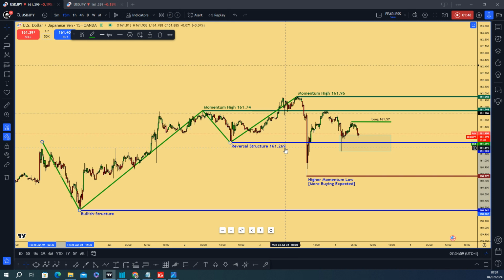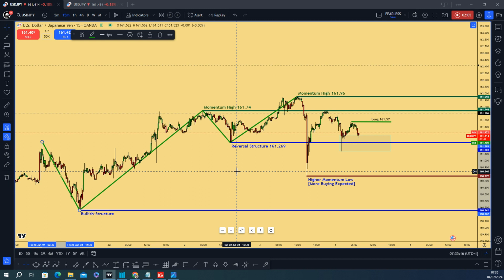161.26, 26.9. They came below it yesterday. This is a normal behavior after a completed wave structure. They break one structure and use it as a reversal point. That's why we call this type of structure a reversal structure, because what it stands for is there's liquidity below the structure, because the last people that got involved in this trend, from this bullish structure to this momentum high, this is where they are placing their stop.